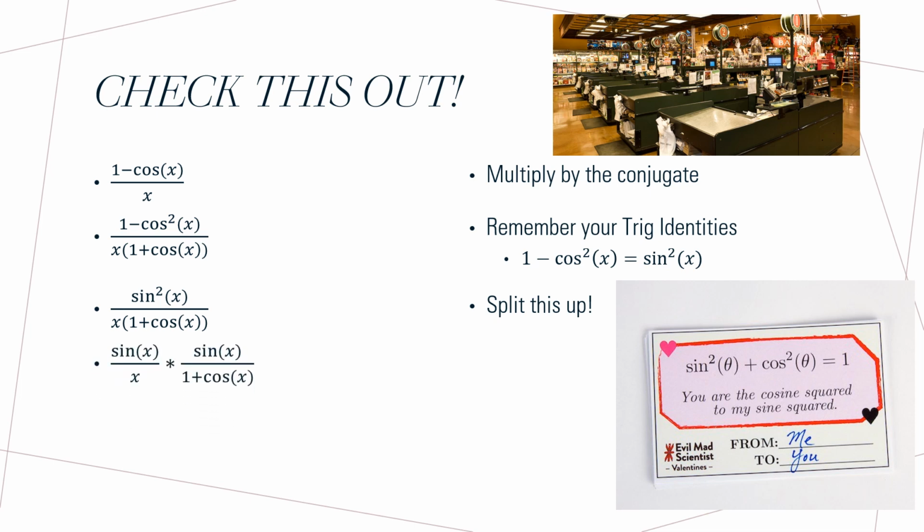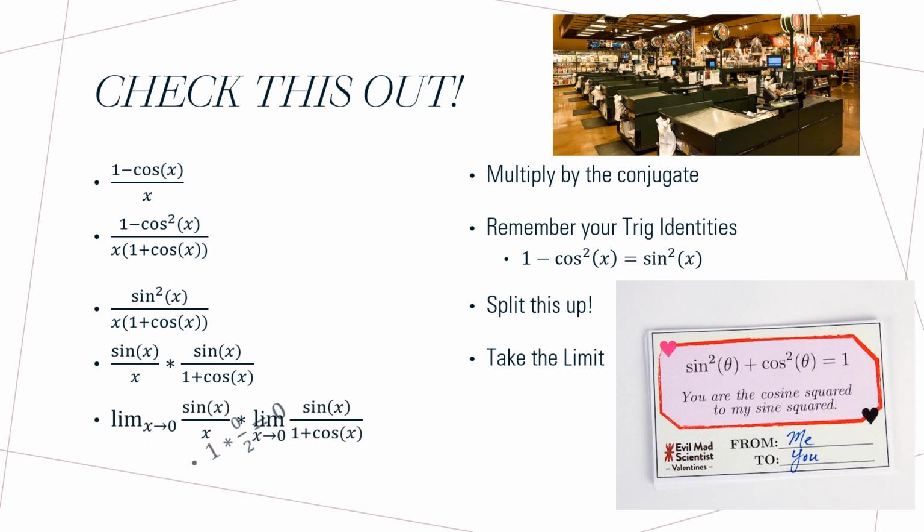Now, this is where we get a little bit interesting because we already know that the limit of sine x over x is equal to 1. So let's go ahead and just put that in there, right? Then if we look at the right-hand term there, the limit of sine x is equal to 0. 1 plus cosine x as x approaches 0 is going to be 2. So we get 1 times 0 divided by 2, which is equal to 0. So we did it. Huzzah! We are done with limits for the day, I think.